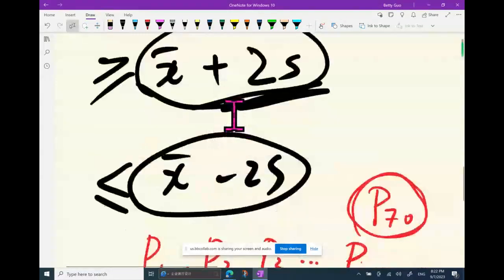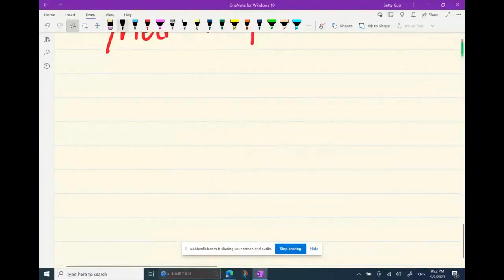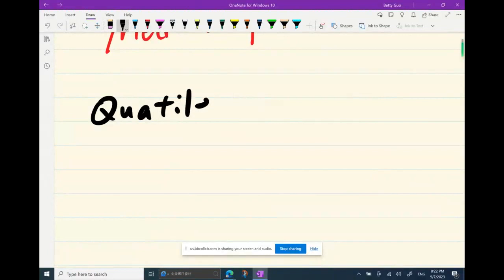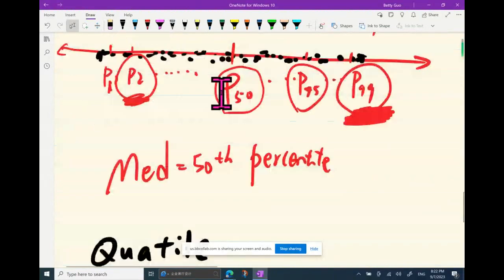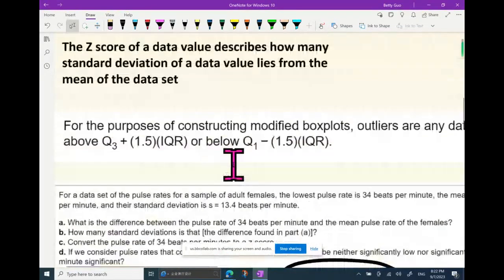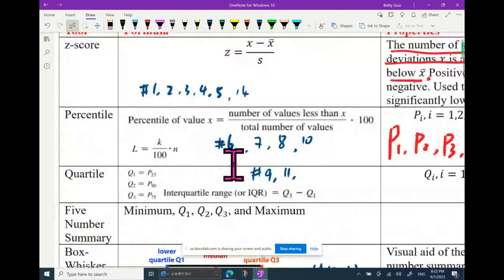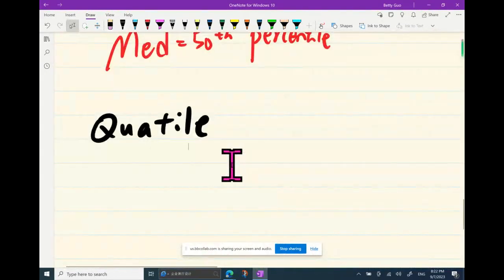Let me explain. Very similar with a percentile. This one is just less. Let's see what's the spelling. Q-U-A-R. Quartile.